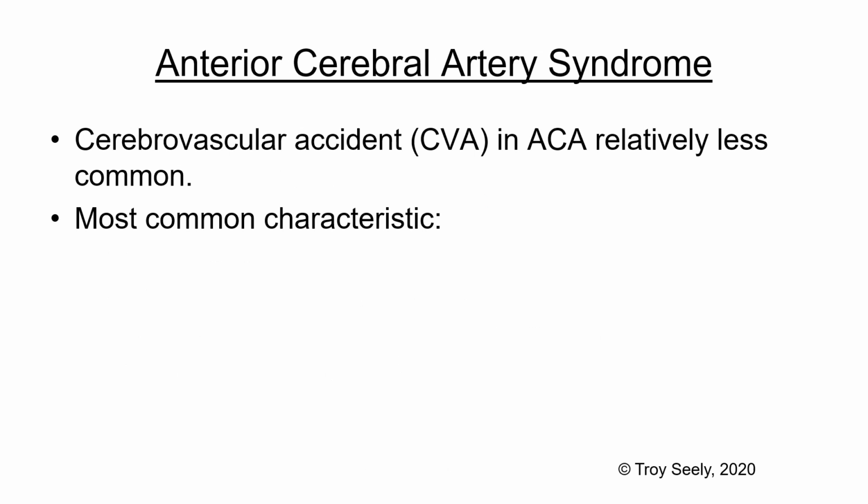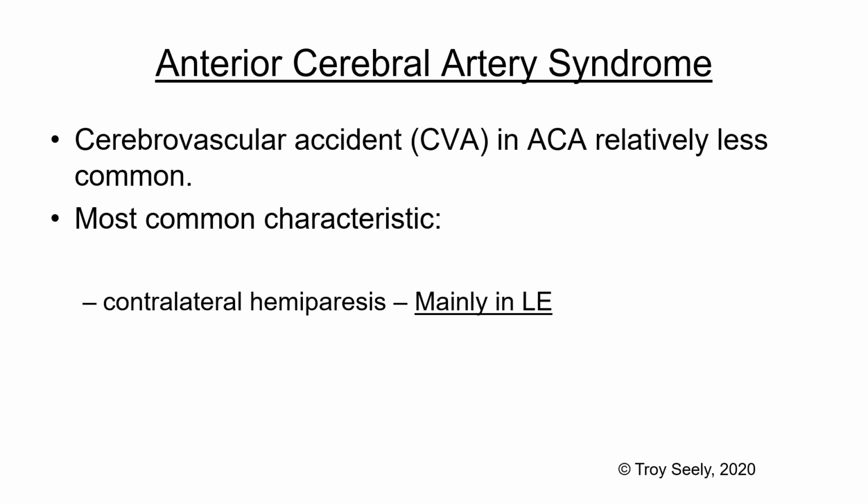So in looking at the anterior cerebral artery, sometimes presenting as an anterior cerebral artery syndrome, and again, a syndrome is where you have a collection of signs and symptoms that make it up. If we're looking at a cerebrovascular accident, a CVA, which is another term for a stroke, occurring in the anterior cerebral artery, it's a relatively less common form of presentation. But there are some common characteristics that make up how someone would present if they had this particular stroke.